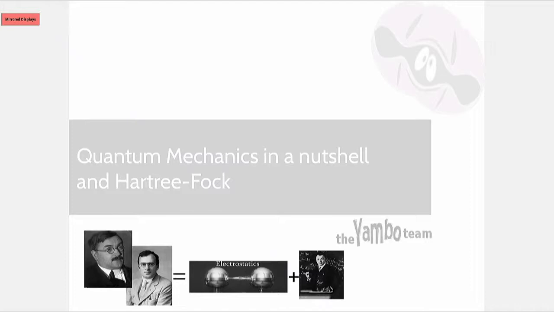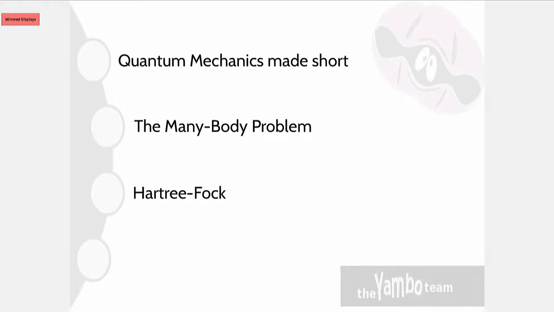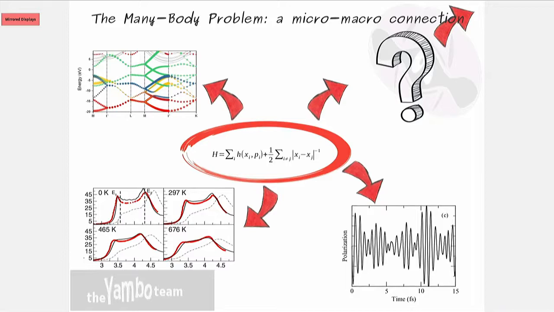Okay, so quantum mechanics in short, then the many-body problem and Hartree-Fock. Why Hartree-Fock? Because I think it can give you a very good insight about the different paths you can take to solve the problem in a weakly correlated case. So the problem we need to solve is to create a micro-macro connection. You have your Hamiltonian, but this Hamiltonian is just the purely electronic one. In general, there are a lot of other actors entering the Hamiltonian, like phonons or spins or magnetic fields, electric fields, and so on. But the core of the many-body problem is already inside the electronic case.